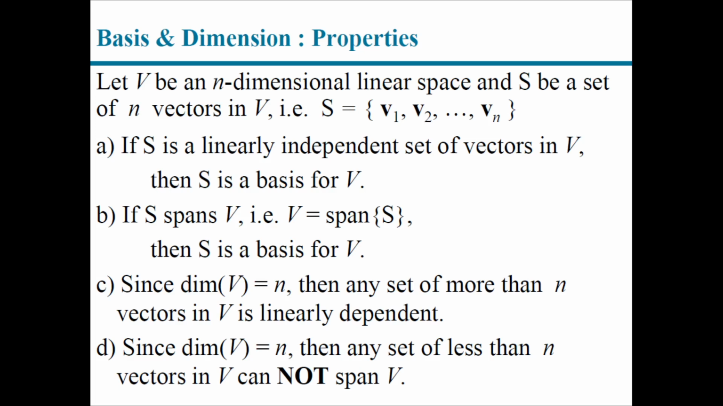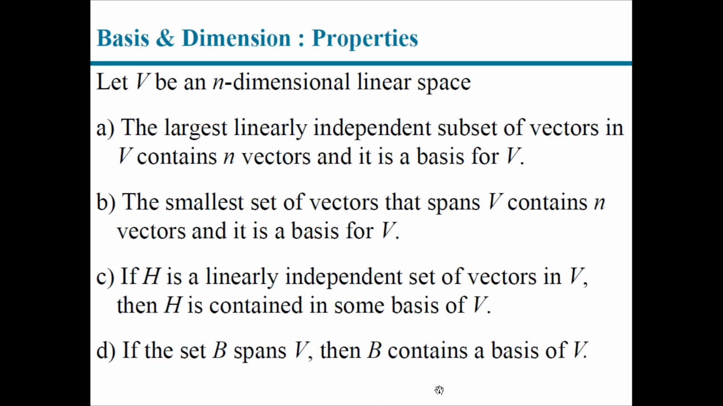Okay, similarly, if I have 2 vectors from R3, even though they are linearly independent, they are not enough to generate R3. They only generate one plane that goes through 0. So if I have fewer than n vectors, then they cannot generate the entire space. So those things are kind of obvious, but very useful.